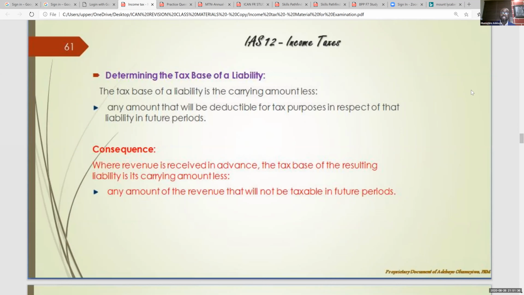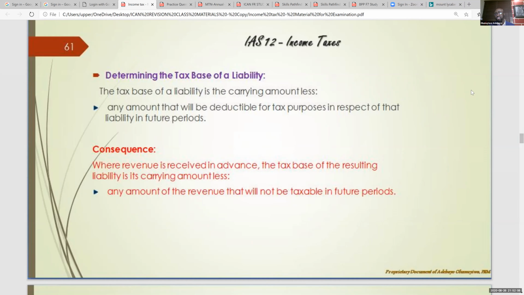But it is the carrying amount of that liability subject to an adjustment. And what is the adjustment? You adjust for any portion of the carrying amount of that liability that will be allowed for future deduction against taxable profit of that entity. Which then means that the tax base of a liability is the carrying amount of that liability less the amount that will be deducted against the taxable profit of the company in the future.